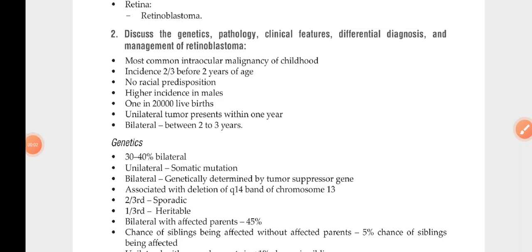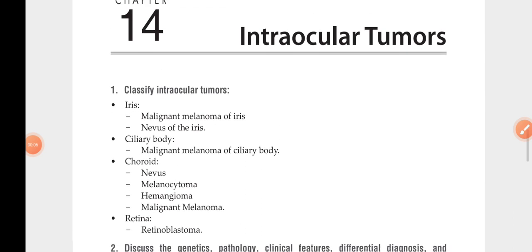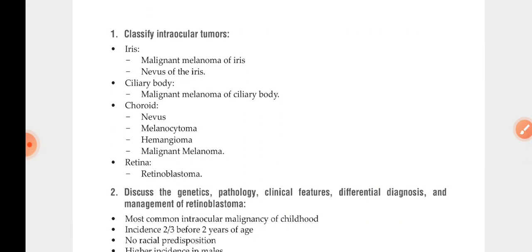So hello guys, today our topic is retinoblastoma. Okay, first of all, let's classify the intraocular tumors. Intraocular tumors are classified into: iris, malignant melanoma of iris and nevus of the iris. For ciliary body, malignant melanoma of ciliary body. For choroid, nevus, melanocytoma, hemangioma, malignant melanoma. For retina, it is retinoblastoma.